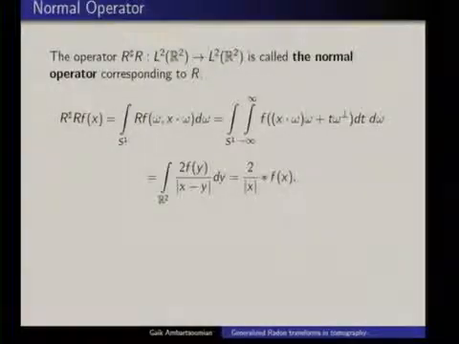It's called the normal operator. If you take your operator and apply to that the dual, you have this normal operator. Let's write down the definition and see what the normal operator does. So, we write down exactly the backprojection applied to the Radon transform.